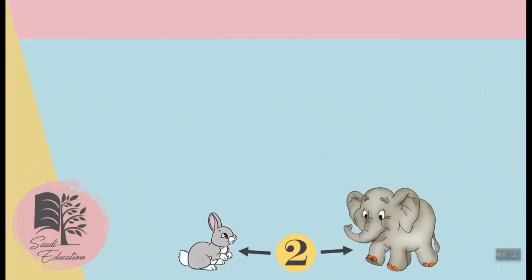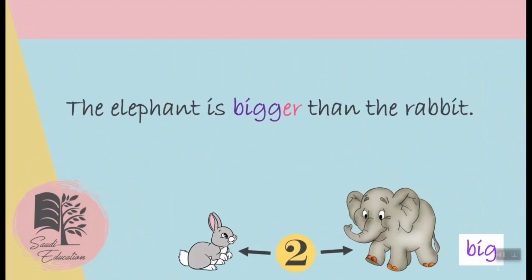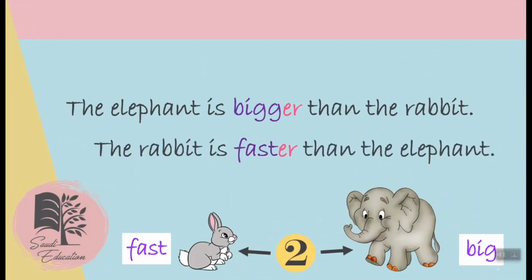Here we have two animals, an elephant and a rabbit. Let's compare these two animals with the adjective big. We say the elephant is bigger than the rabbit. Let's make another comparison with the adjective fast. We say the rabbit is faster than the elephant.